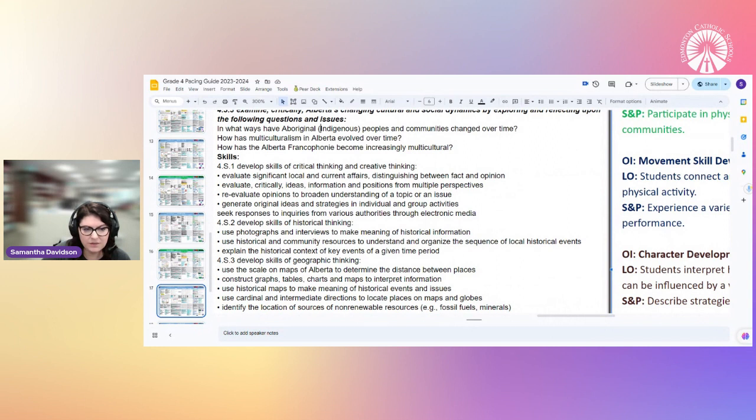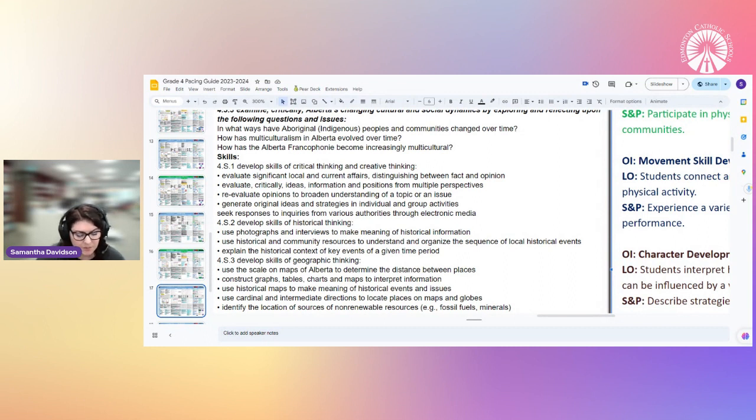So when we're looking at social studies, we know the vehicle is going to be our skills and procedures. That is the vehicle that we work through. This is what our students need to do with these specific content outcomes. So we're going to continue working, as always, on developing critical thinking and creative thinking. We want to evaluate local and current events specifically here. What are some things that are happening right now in our communities that can showcase how these communities have changed over time? We want to reevaluate opinions. That's another really important piece.